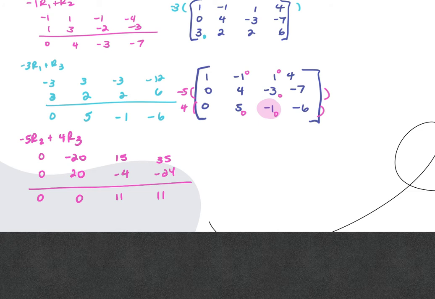Now, before I rewrite everything all over again, I want to get this 11 to be a 1. How do I do that? Good. Multiply by 1/11 or divide by 11. So that's my new row 3: 0, 0, 1, 1. Row 2 was 0, 4, negative 3, negative 7. Row 1: 1, negative 1, 1, 4.